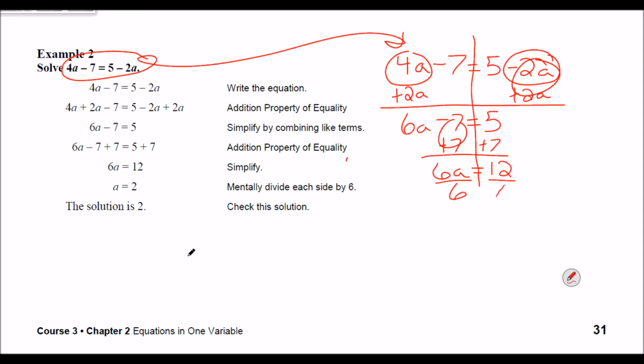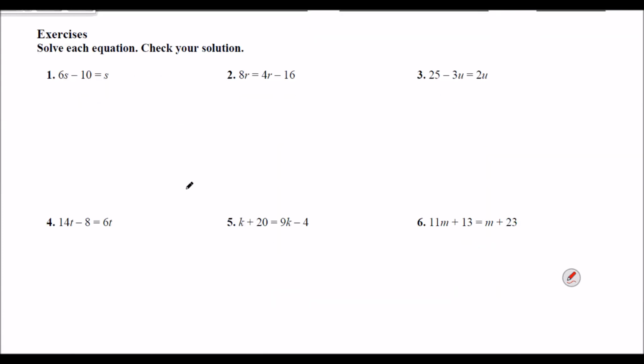So now to get rid of the 6, we divide, and 12 divided by 6 is 2. Again, you could plug that back in and check that to make sure that the left side was equal to the right side. Okay. All right, on the back of the paper, we have quite a few more examples.